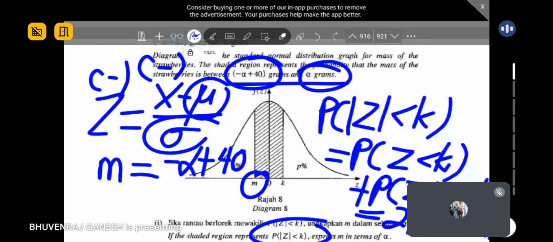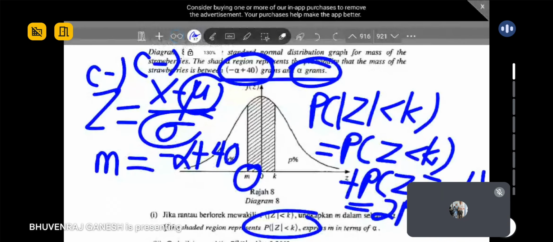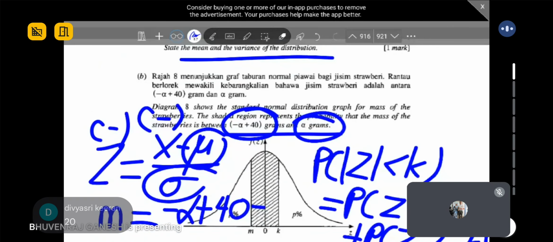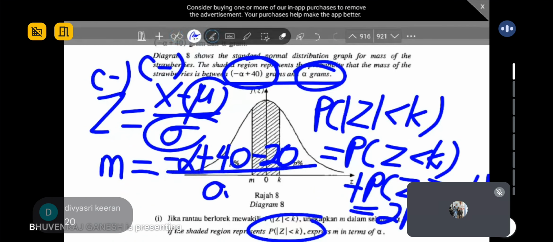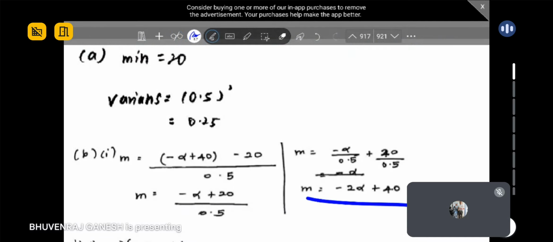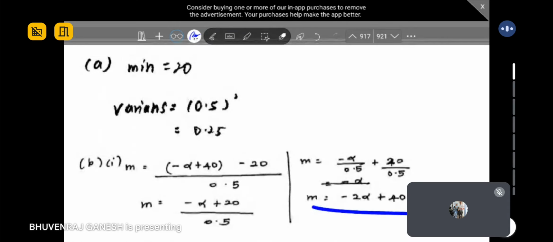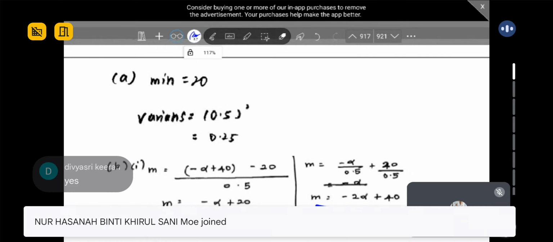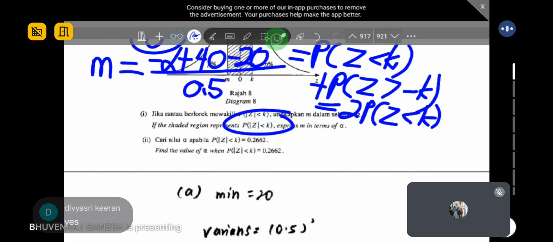Do you understand, guys? 1 or 2? Kenapa saya pilih negative alpha plus 40? Okay, because m is a negative value. You must understand. Okay? So minus mean. Mean tadi dah dapat kan? Okay, your mean value is 20. Divide by standard deviation 0.5. So you just solve the equation. Selesaikan saja yang ni. Express m in terms of alpha. Ungkapkan m dalam sebutan alpha. So you will get this answer. Dapat jawapan ni. Okay? Clear, guys? Soalan B1. Can? 1 or 2? Boleh kan? Okay, so next one.